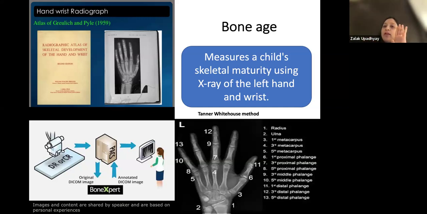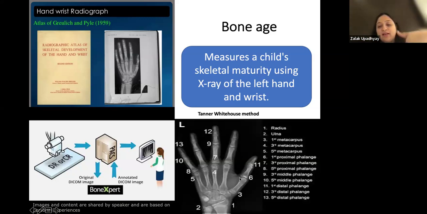So when you order a bone age, it's an X-ray of the whole left hand, including the wrist and fingertips. Sometimes what happens when you order, they cut the fingertips. No, we need to calculate epiphysis. Now I'll show you. This is the Atlas of Greulich and Pyle, very old. They started working on this, but this is very old. We no longer use this Greulich and Pyle.